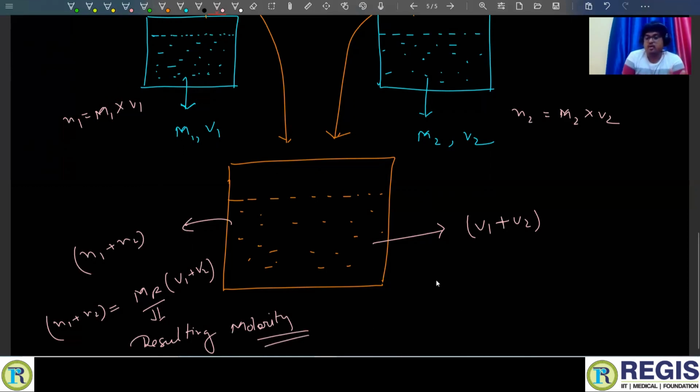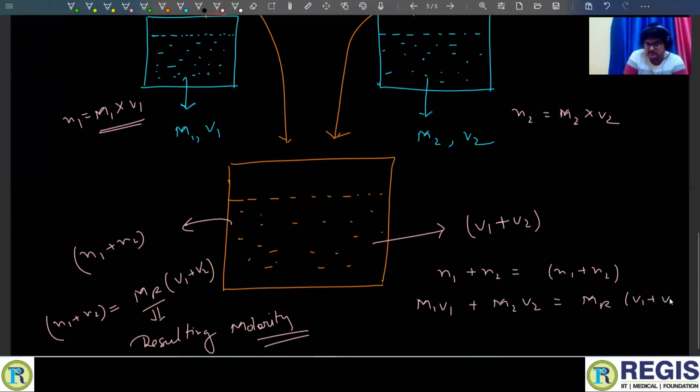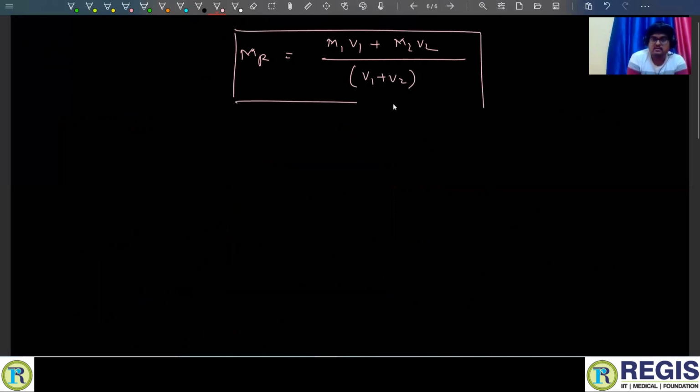Now we all know that N1 plus N2 equals N1 plus N2. Now N1 is basically M1 V1, and N2 equals M2 V2. So we can write MR into (V1 plus V2). Now after doing the calculation, what do you get? The new equation: MR equals (M1 V1 plus M2 V2) divided by (V1 plus V2). Okay. Resultant molarity for non-reacting solution is like so.